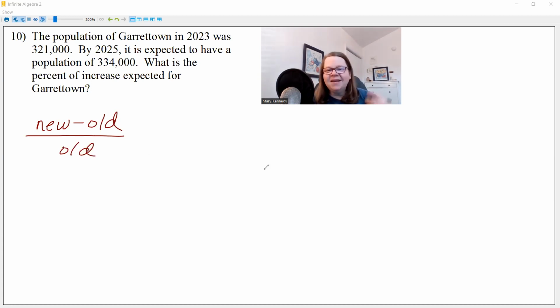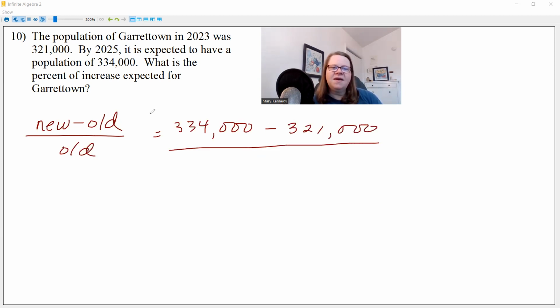That is the idea here. So you're going to take the new population in this case that we have. So we have the population of Garretttown is 334,000, and the old population was 321,000. And we divide that by the old population. So that's where we tend to forget, or we're like, how does that work? So that's where this learner was saying that it was the no formula. So she was like N-O-O. I thought that was pretty good.